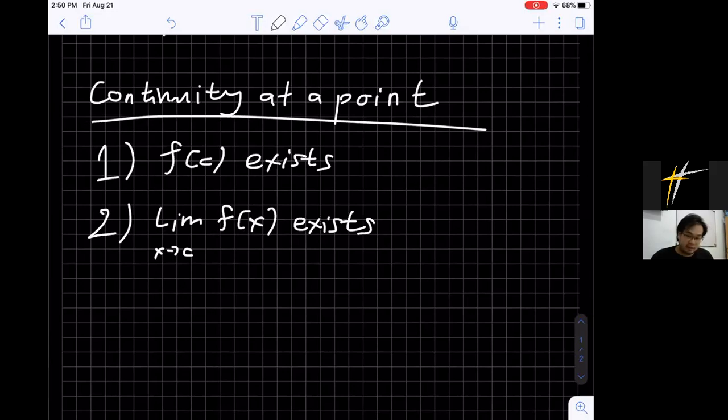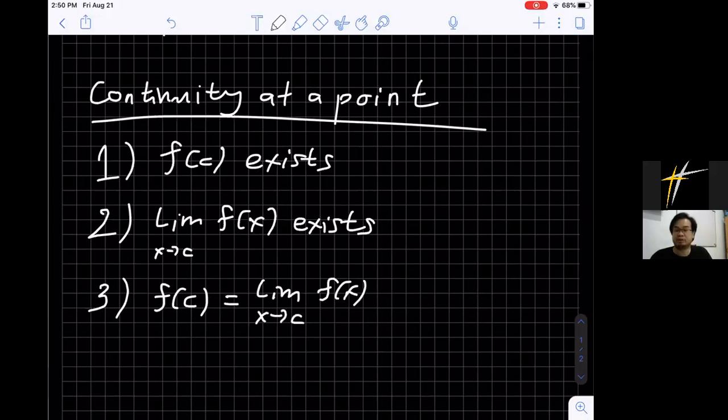For F, it does have a limit, which is y equals L. That's the limit. And for G, it also has a limit, which is L. Okay. And then the last condition that needs to be satisfied is that f(c) must be equal to the limit. So the exact value must be equal to the approximation value.